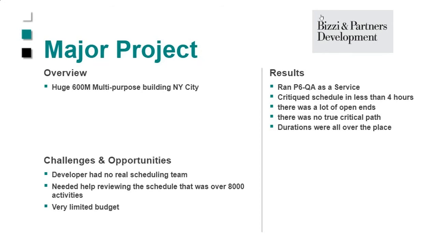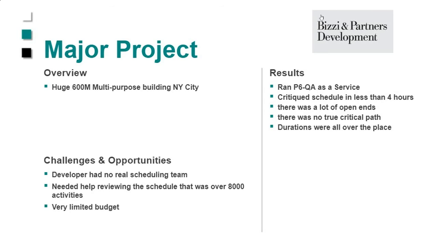So this is the case study related to that. The project was massive. It's a $600 million project, so a very big output for them. It was in the middle of New York City. Very, very hard work conditions. It was a pencil building, and I think it was 80 stories tall, if not more. So we critiqued the schedule. I say here less than 4 hours, because we had a bit of back and forth explanation, but I did the critique and then the output in less than 2, and then we went back and forth.